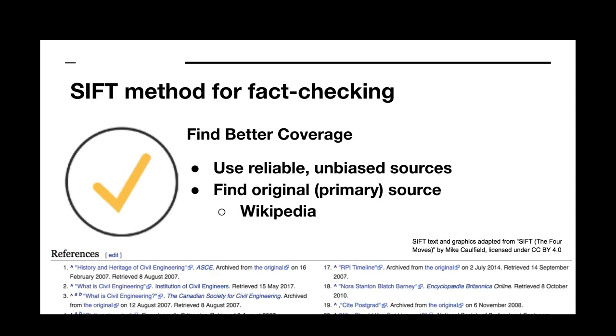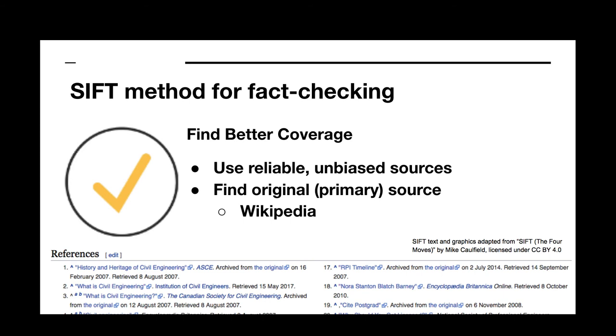F is for find better coverage. This involves finding reliable, unbiased sources, which can require some work on your part. So if you find information on social media or YouTube or a meme, and we want to know if it's accurate and truthful, we should be able to find another, more reliable source to verify that information.